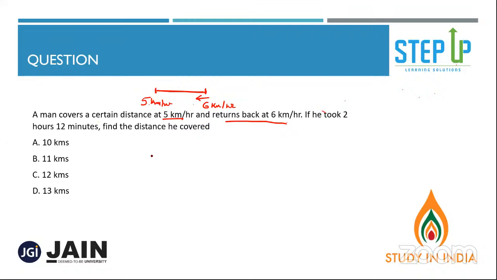All right, so let's take the LCM of 5 and 6. What is the LCM of 5 and 6? 30. 30 kilometer. If I'm traveling at the speed of 5 kilometer per hour, it means that I'll take 6 hours. And if I'm traveling at the speed of 6 kilometer per hour, it means that I'll take 5 hours. Correct? So when 60 kilometers is the distance, how long did I take? 30 kilometer while going and 30 kilometer while coming back. If 60 kilometers is the distance, I took 11 hours.